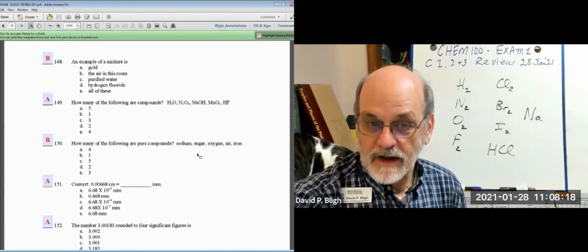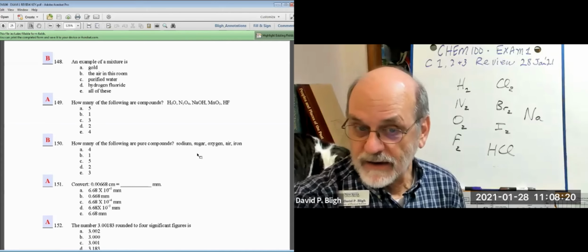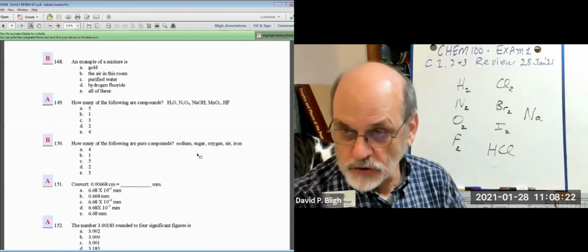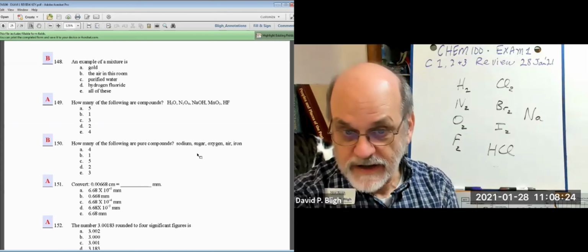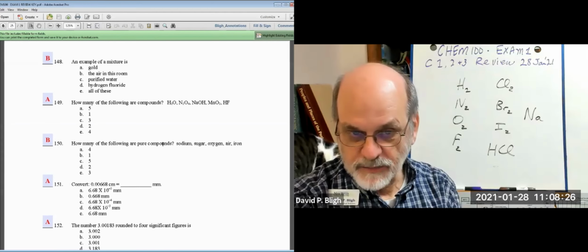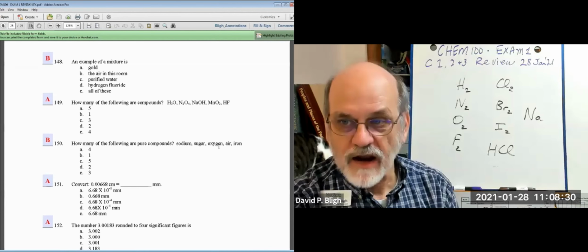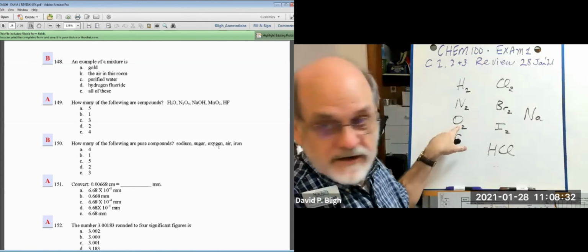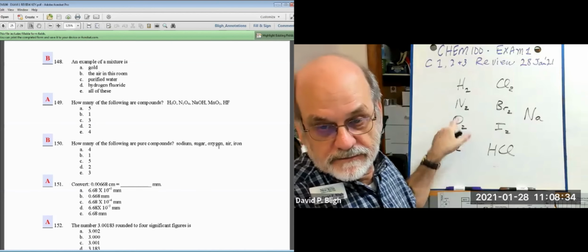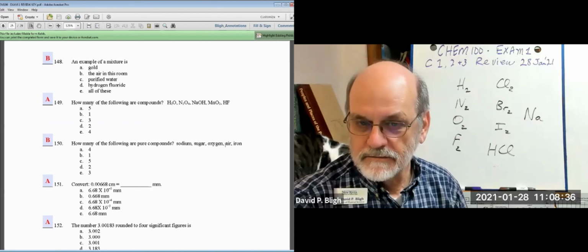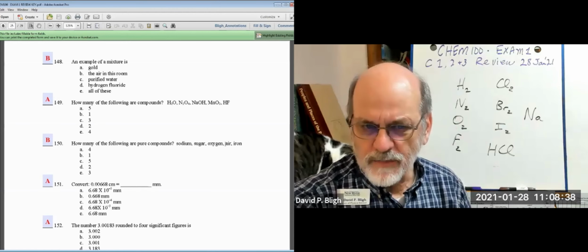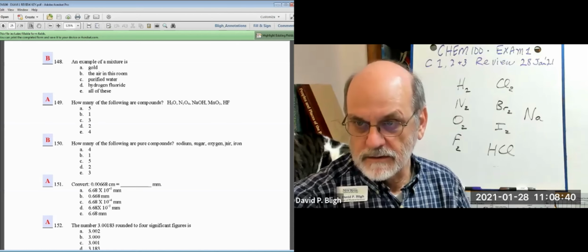Sugar. Sugar is a compound. And if sugar is the name, that's all there is, that's a pure compound. Oxygen, that's not a compound. It's a diatomic element. Air. Air is not a pure compound, it's a mixture.